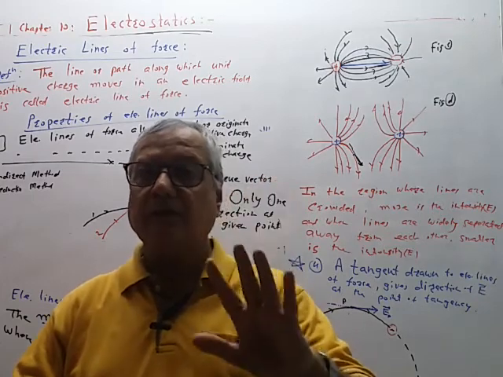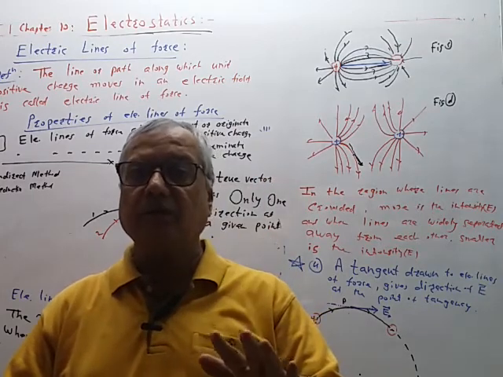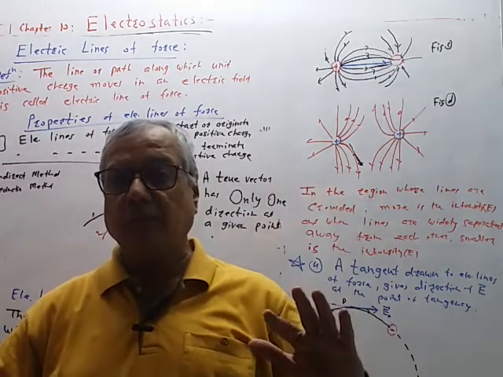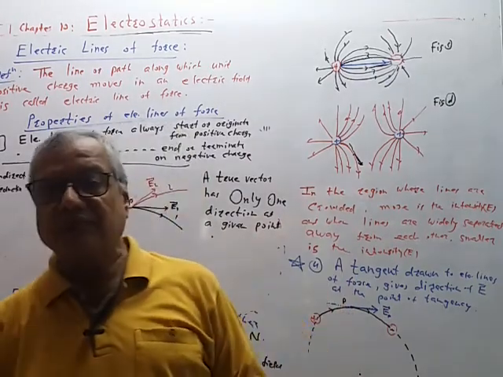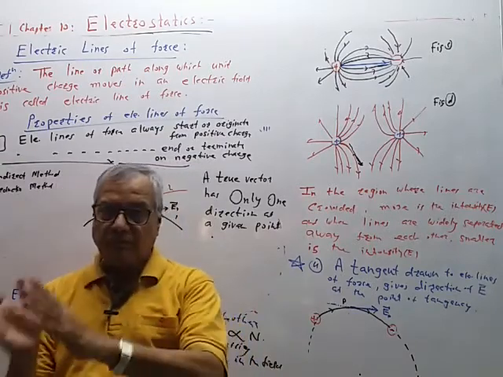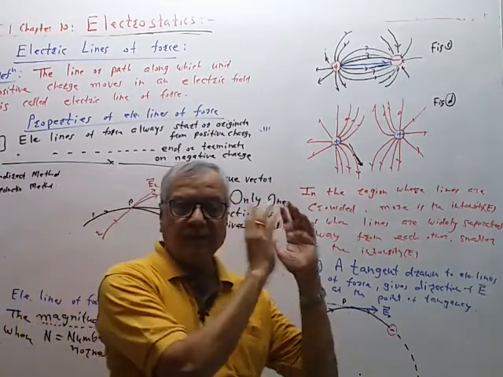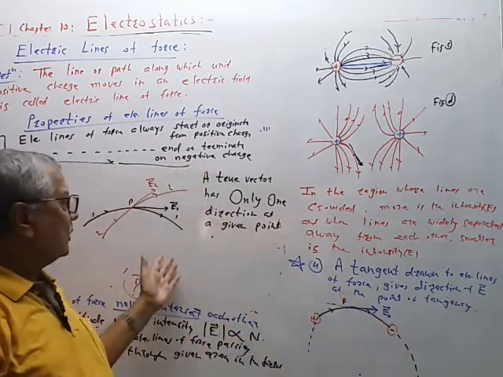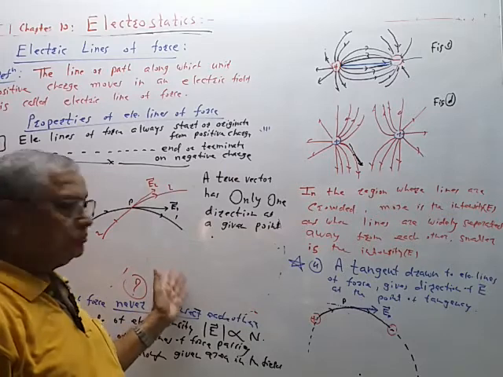In total there are 8 characteristics of electric lines of force. We have considered only 4. These 4 properties are very important. Now last time we classified the electric field into 3 types: uniform electric field, non-uniform electric field, and radial field. So already here we have shown the radial field.